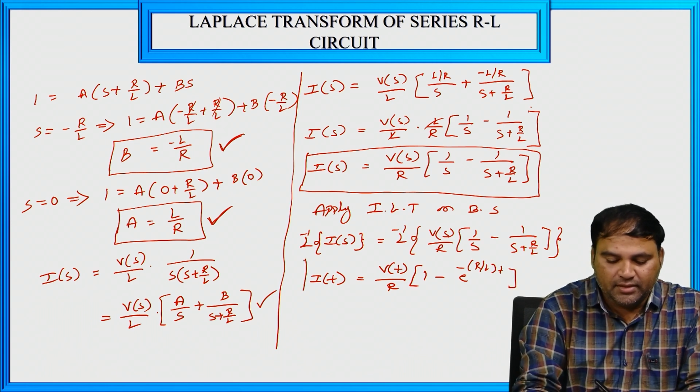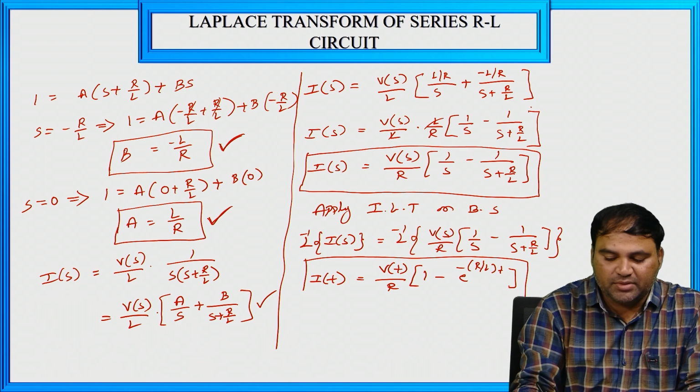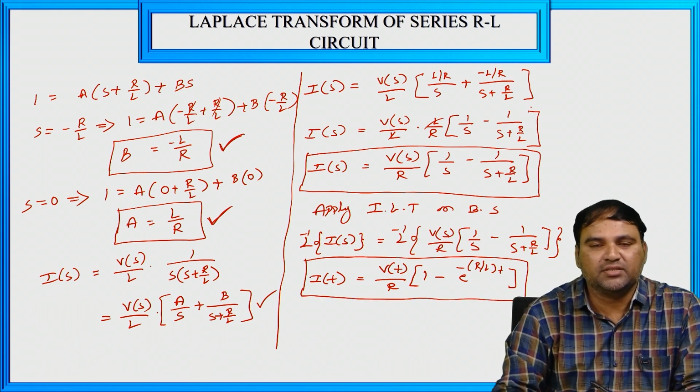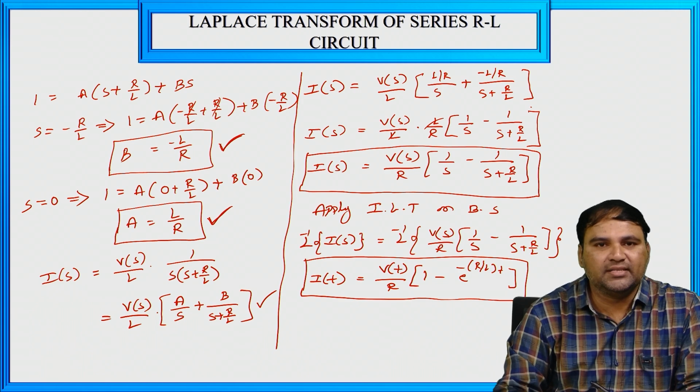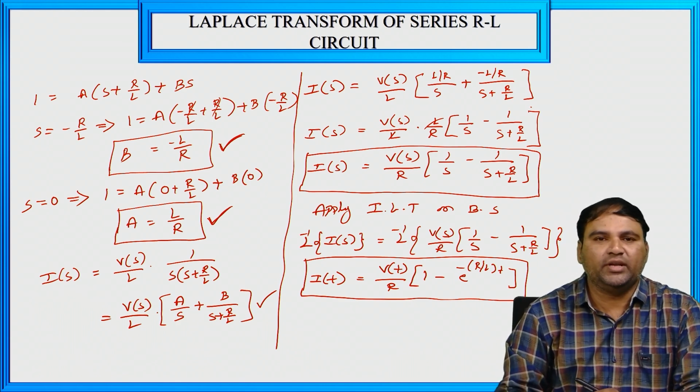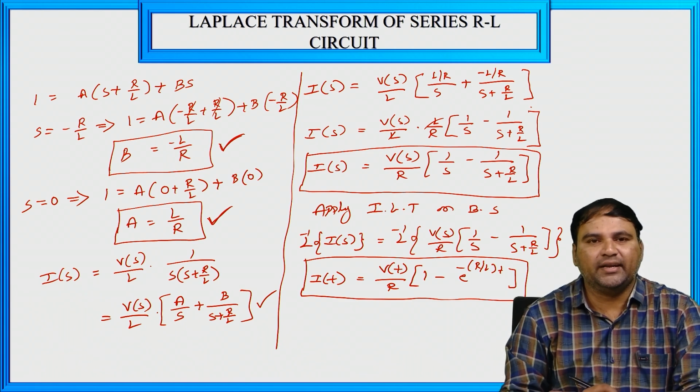This is the current expression in terms of time domain. So this is the total current response of the given series RL circuit. So I of t equal to V of t by R into 1 minus e to the power of minus R by L t. Right? Now we have to find out the voltage drop across the resistor and inductor.